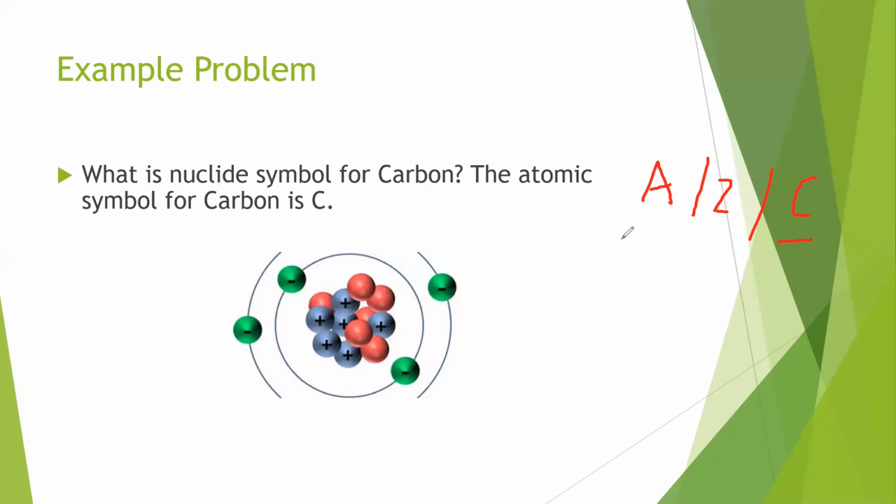What do they mean again? A is the atomic mass. Z is the number of protons. And C is the element. Okay, a lot of people have gotten it correct. So I'll go through the solution relatively quickly.